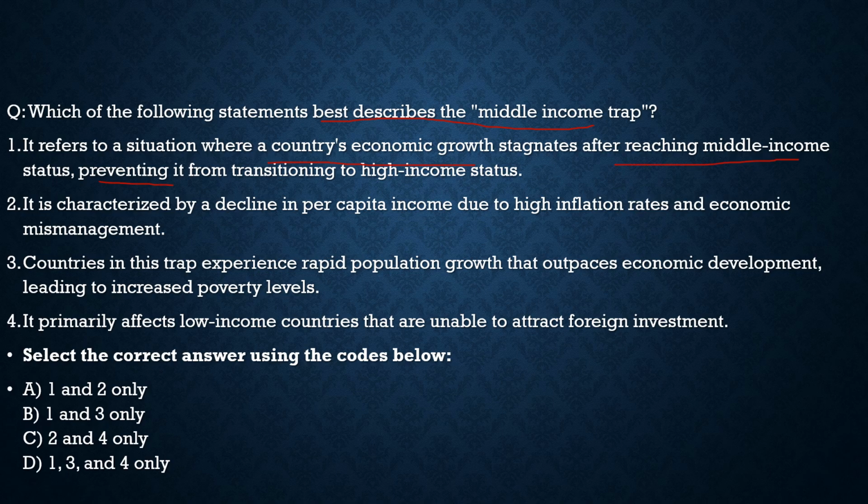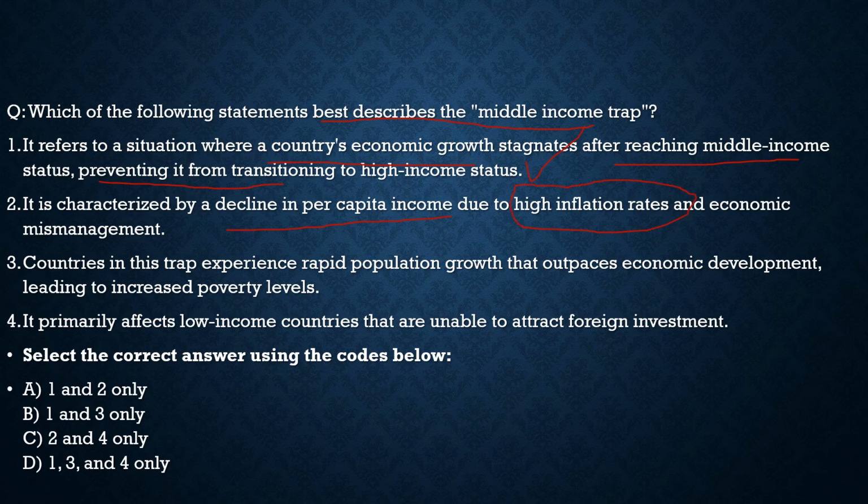preventing it from transitioning to high income status. Correct. This is what we understood from it. The economic growth gets stagnated. Second, it is characterized by a decline in per capita income due to high inflation rates. So this is the catch here.